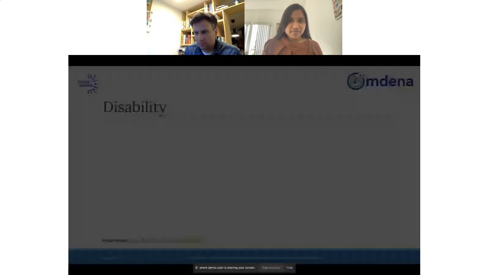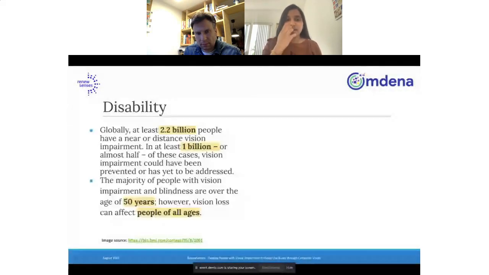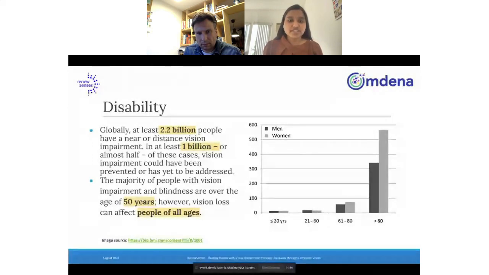So moving ahead, this is related to sustainable development, which the previous presenters were talking about. We know that we have at least 2.2 billion people who have near or distant vision impairment, and in that, some vision impairments have not been prevented or are yet to be addressed. We also have a majority of the people who have blindness or impairment over the age of 50 years, where they lose the ability to see based on age.